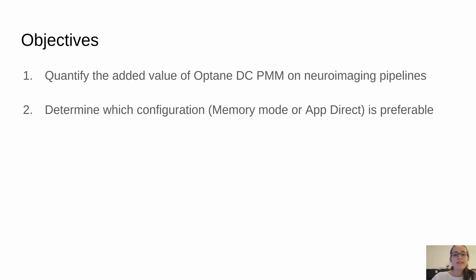So what we'd like to do is quantify the added value of Optane on neuroimaging pipelines. There has been no other study, well, our study was one of the first to address neuroimaging pipelines. The second is to determine which configuration, memory mode or AppDirect, is preferable.